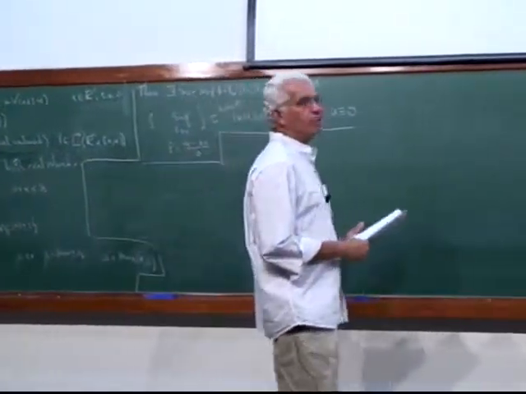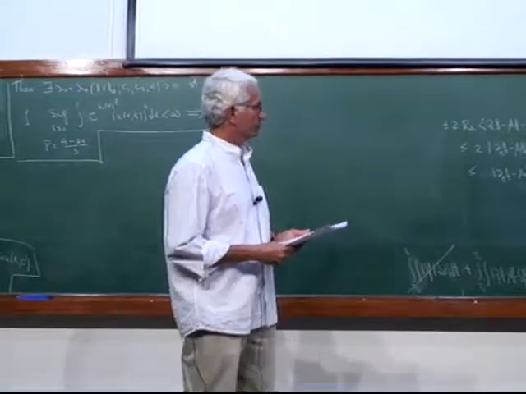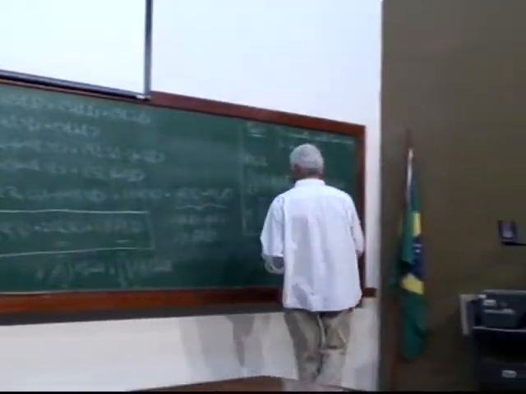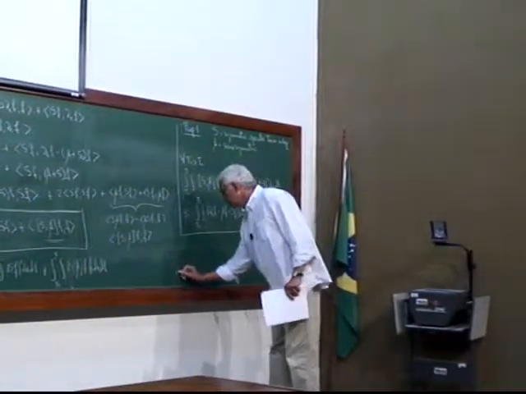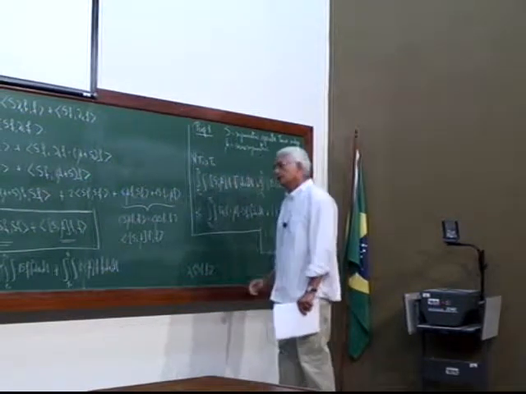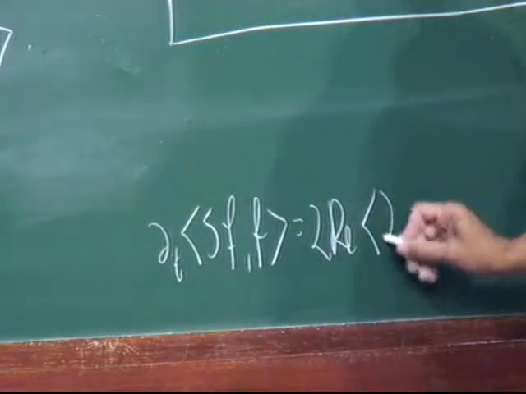Any question? Let me write this formula here because we are going to use it now. dt of SF, F is equal to twice the real part of dt of F.